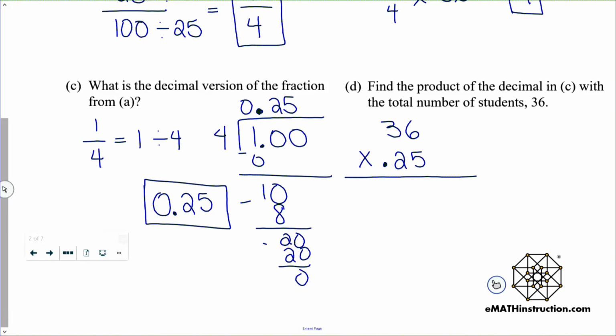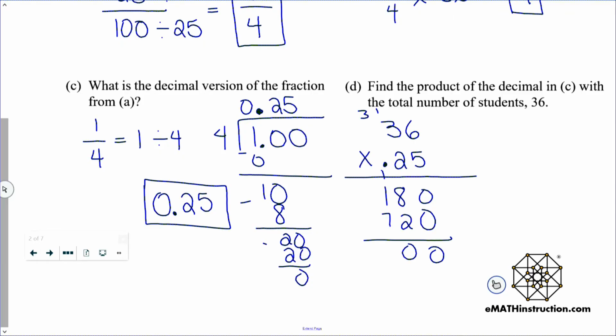36 times 25. 5 times 6 is 30. Carry the 3. 5 times 3 is 15. Another 3 gives us 18. Index by putting a 0 down. 2 times 6 is 12. Carry the 1. 2 times 3 is 6, plus another 1 is 7. Add 0. 8 plus 10, or 8 plus 2 is 10.